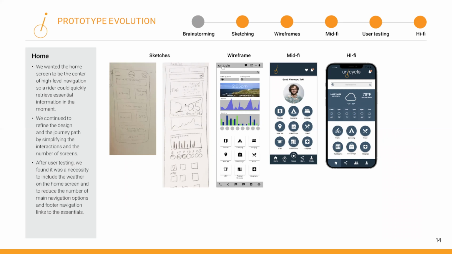And then last thing to note here is that the user testing indicated that we needed to provide easier accessibility to weather information. So we ended up adding that weather feature on the hi-fi prototype. And again, just to simplify the interface, we included only the essential buttons and simplified the navigation bar on the bottom, again, just for the hi-fi prototype.